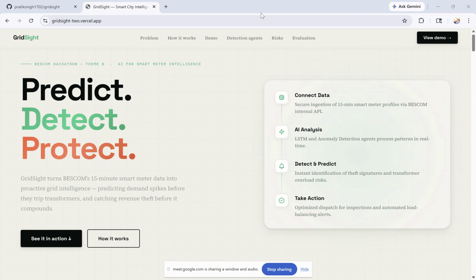Good morning, everybody. Today, we will give a brief introduction about our project, GridSight, an AI-powered smart grid solution for the BESCOM challenge on smart meter intelligence for loss detection. Our main goal with GridSight is to transform smart meter data into proactive operational intelligence.